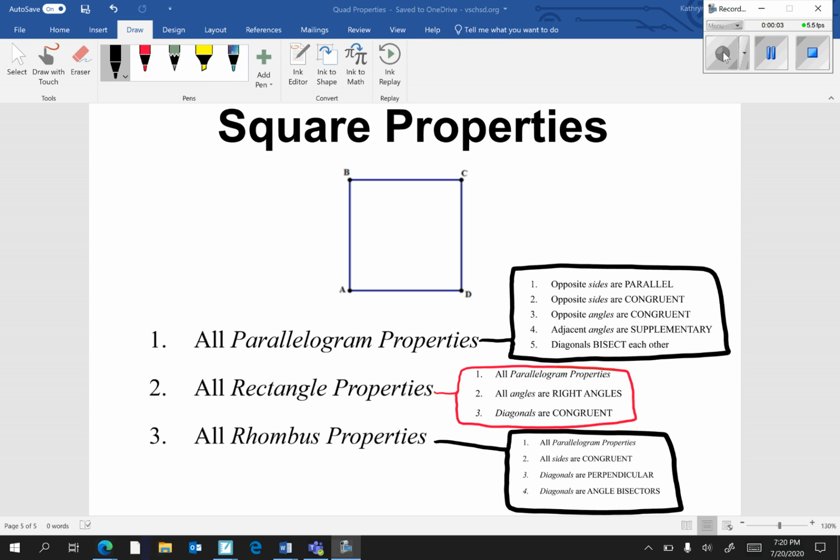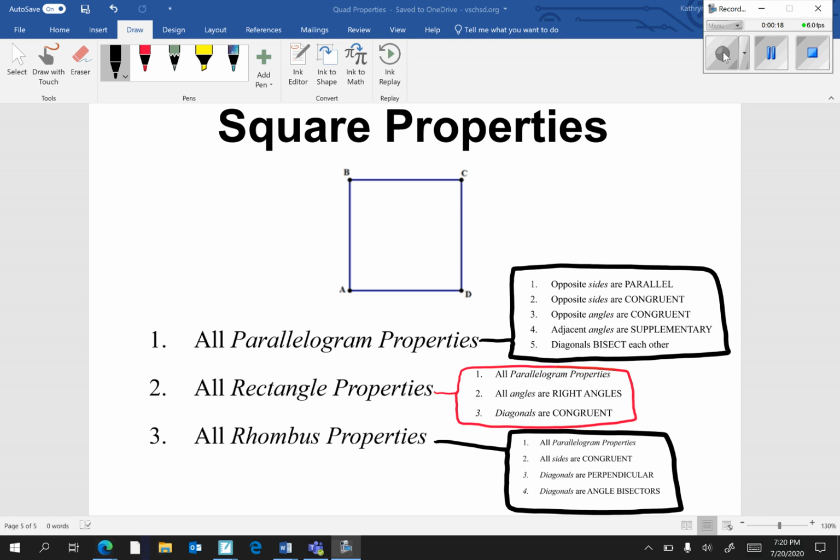Hi everyone, today we're going to be talking about the properties of a square. In the diagram we have a square ABCD. Now, for number one, all parallelogram properties. So a square has all parallelogram properties.